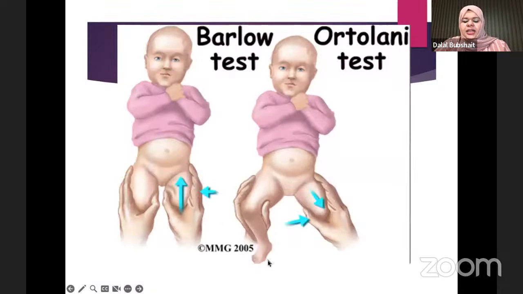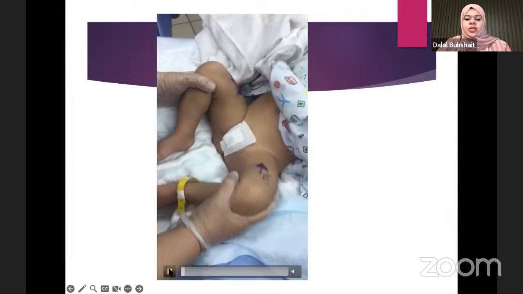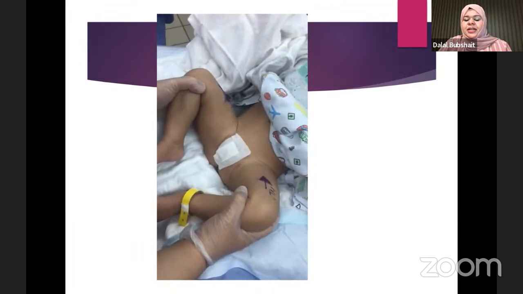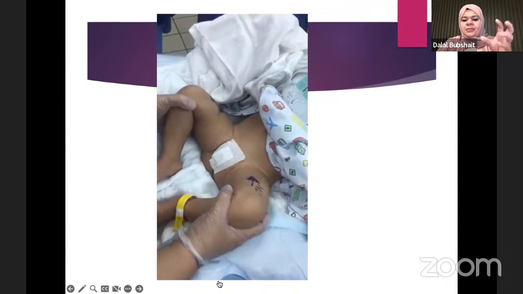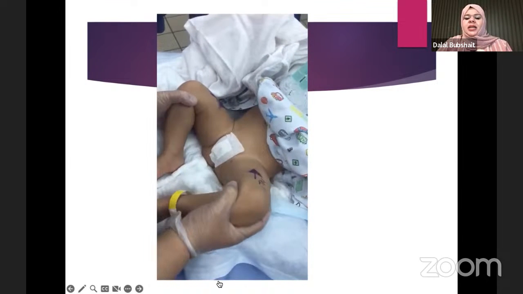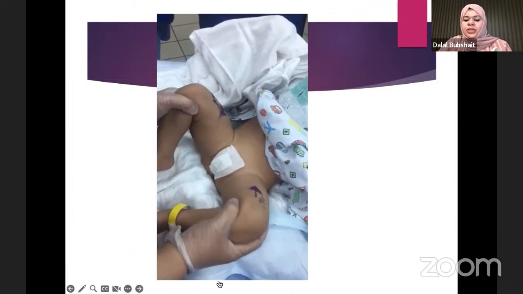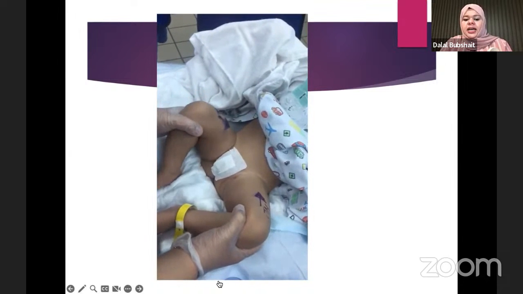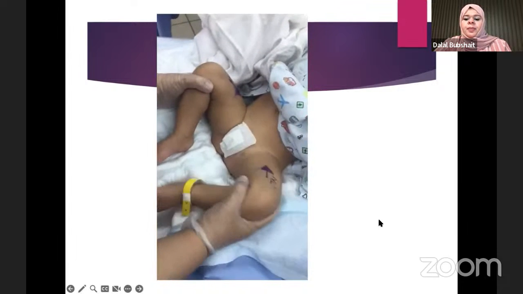Now, Barlow or Ortolani, we usually try to tell residents about the techniques. So Barlow, you try to dislocate the hip, and Ortolani, you try to reduce it, but they usually use force. So I usually have this video handy just to show them that it is just a simple maneuver, and you can see the left hip, it comes out, pops out, and pops in. So this is what's called a clunk, not a click. A click is when you hear it while it's full range of motion, and a clunk is when you can feel the movement of the pelvis coming in and out.